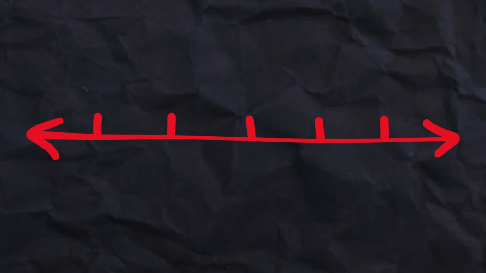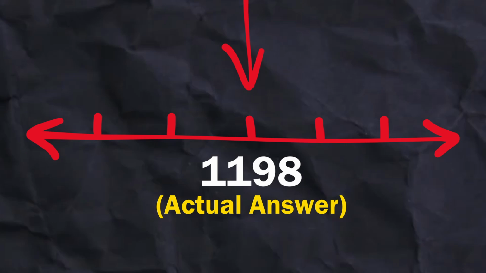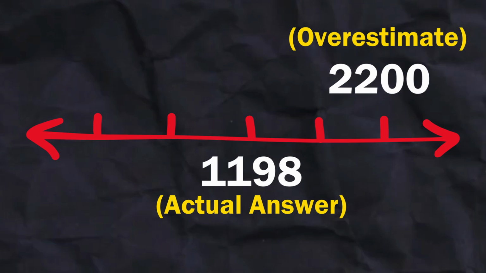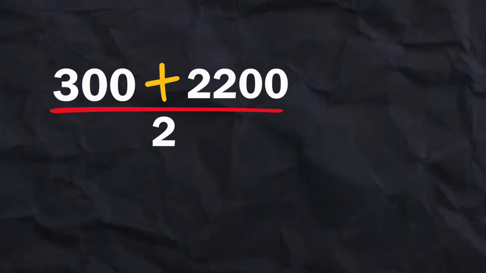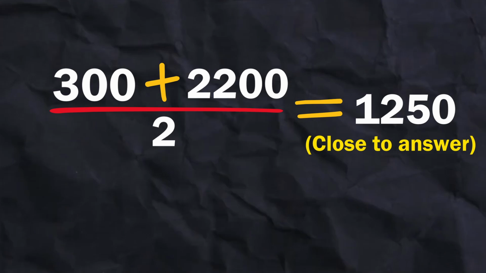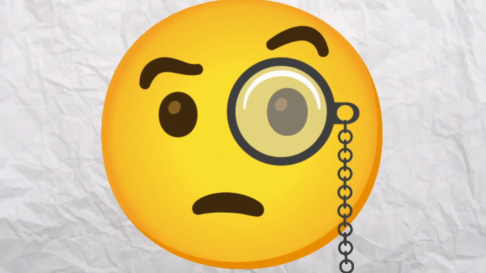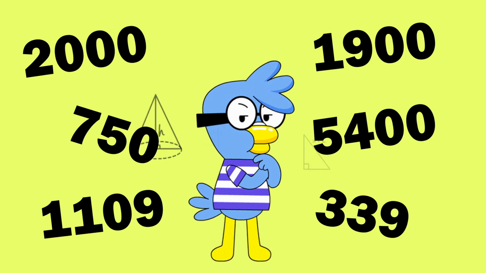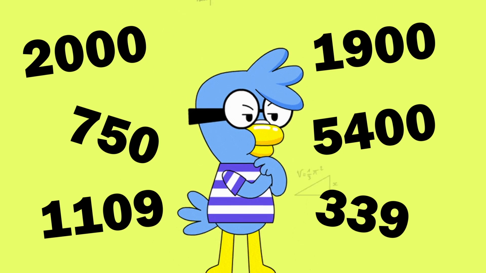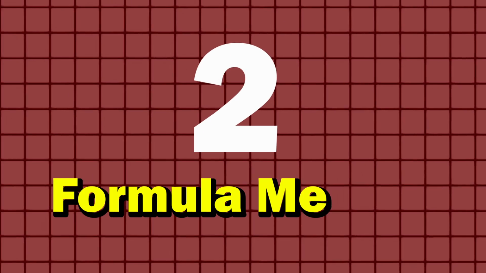Well, kind of. If we see this on a number line keeping the actual answer as the center, people either overestimate or underestimate it. When we find the average of it, we get the answer. But what if you need to guess without having the values of the entries in the first place? That's when you use the second method.